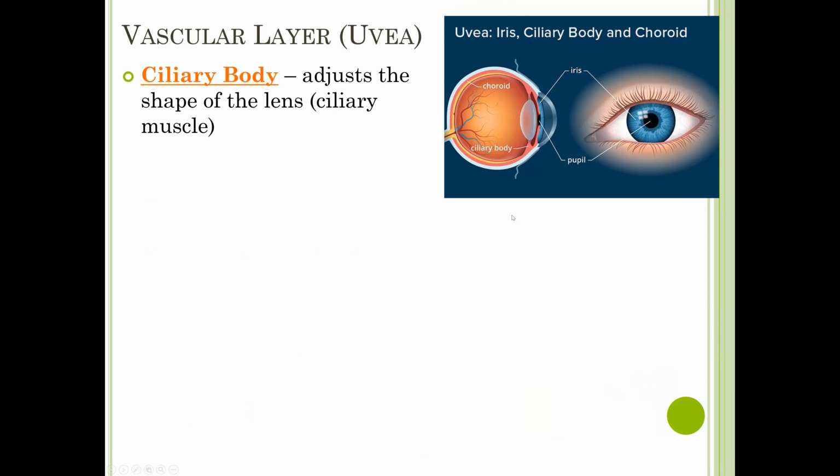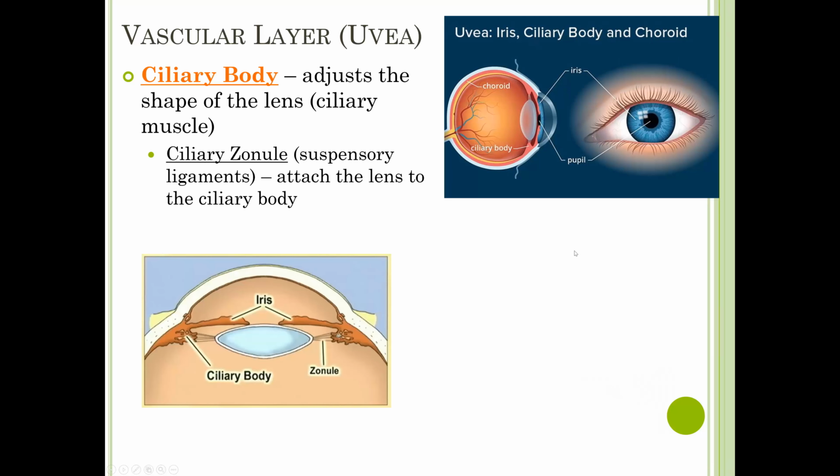So if we take a look at the ciliary body, the ciliary body is located here on either side of the lens. And the ciliary body has a muscle inside of it called the ciliary muscle, which can pull on the lens and change the shape of the lens. And as we're going to see later, this helps with the focusing, and we'll go into more detail on how light is focused in another section.